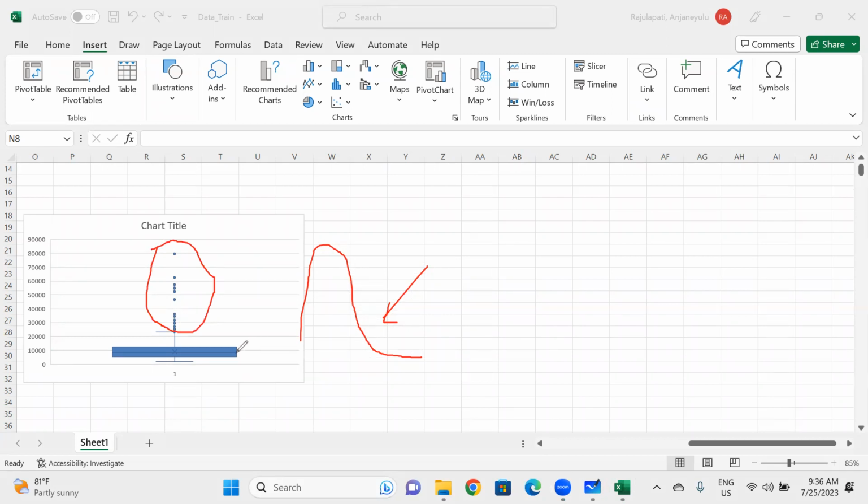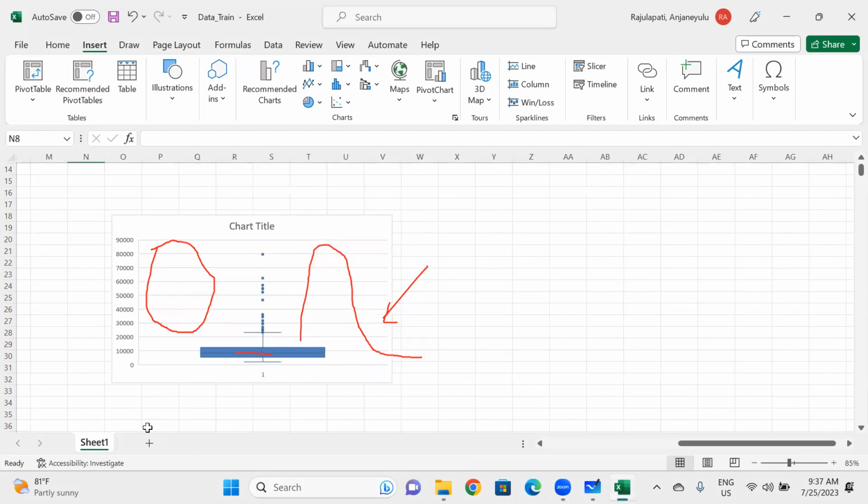So this central point is your mean value. For the center value, we have the mean, median and those things. For the spread, we have the range, standard deviation and those things also. These two things are graphs actually.